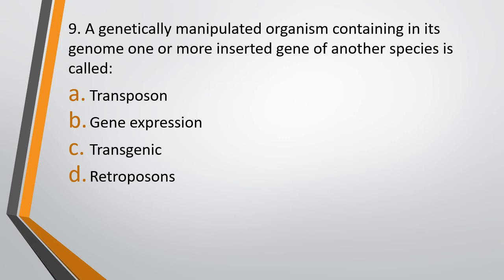Question 9. A genetically manipulated organism containing in its genome one or more inserted gene of another species is called as option A, transposons, option B, gene expression, option C, transgenic organism, or option D, retroposons. The correct answer is option C, that is transgenic organism.